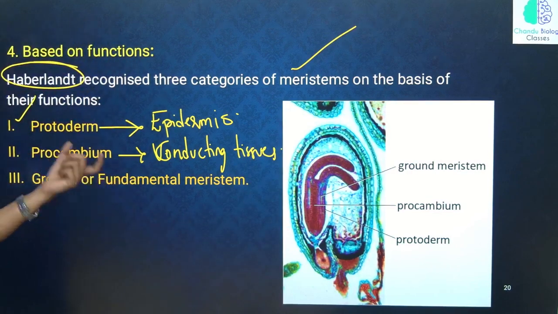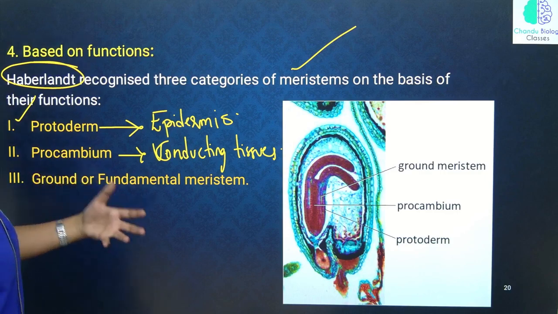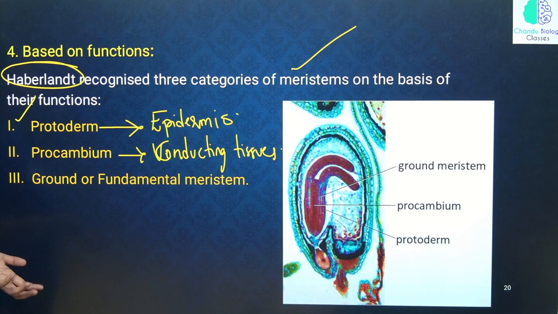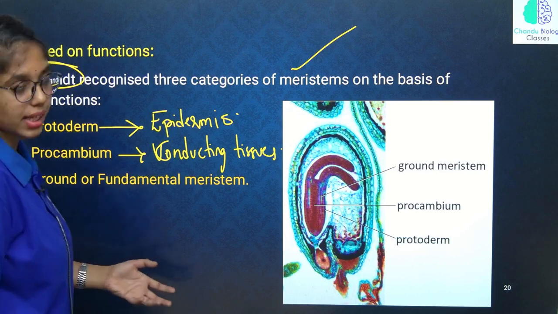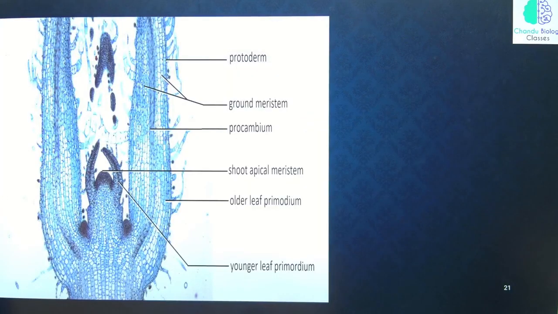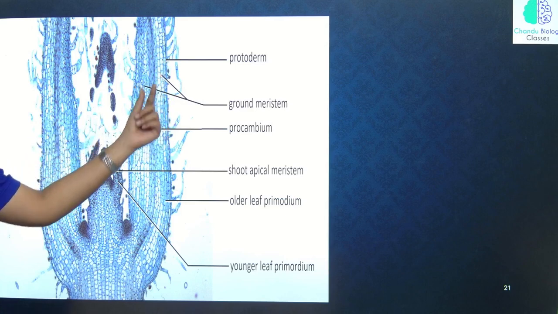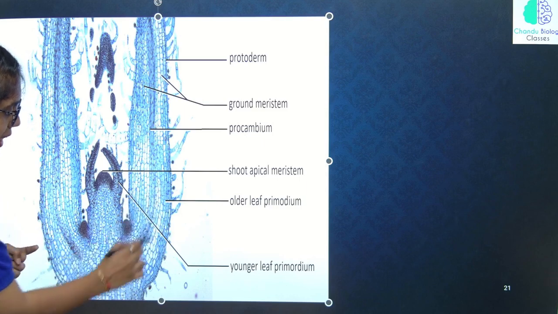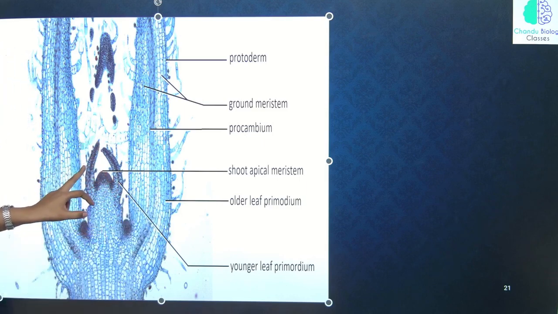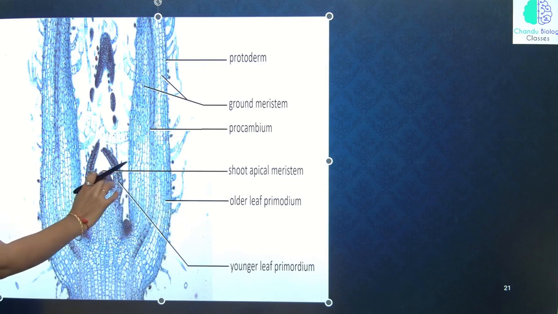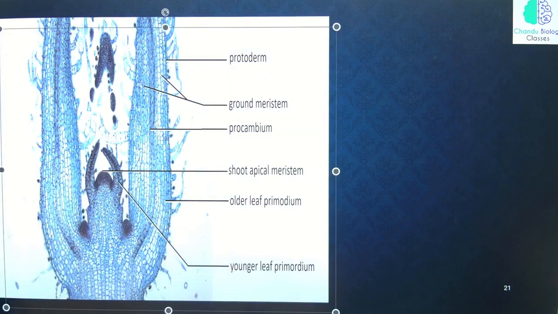Next, ground or fundamental meristem includes all the cortex region, which includes hypodermis, endodermis, cortex and all. Okay. So yes, this is the clear diagram where you can see the protodermal region, ground tissues, procambium, shoot apical meristem, and here you can see leaf primordia. This is the younger leaf primordia, here is the older leaf primordia, and this is the younger leaf primordia. These are the root apical initial cells.